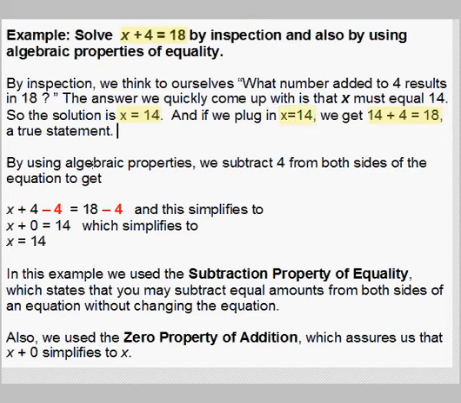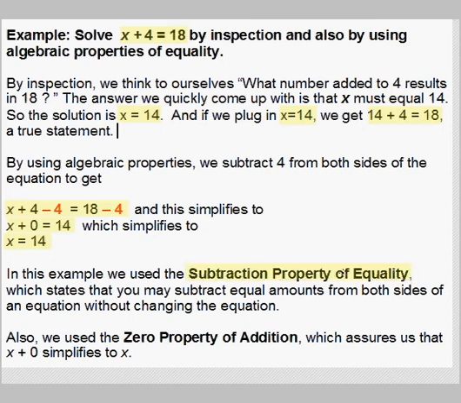Using algebraic properties to solve this, we would subtract 4 from both sides to get x all by itself. And when we do that, we end up getting x plus 0 equals 18 minus 4, which is 14. And x plus 0 just turns into x, so we get our answer x equals 14, which is the solution we verified earlier. In this example, we use the subtraction property of equality to subtract 4 from both sides.